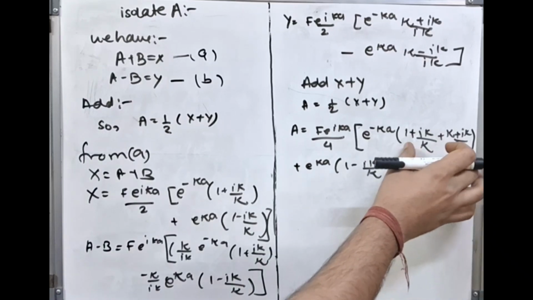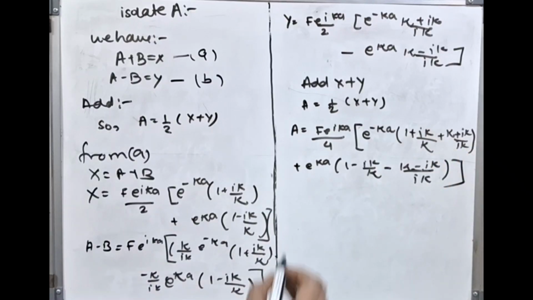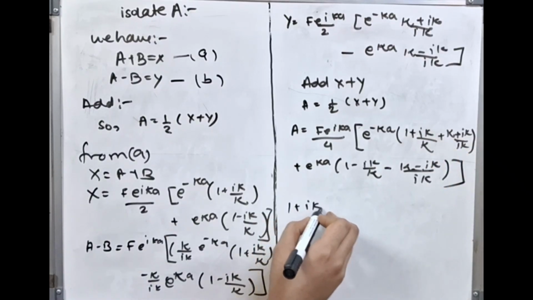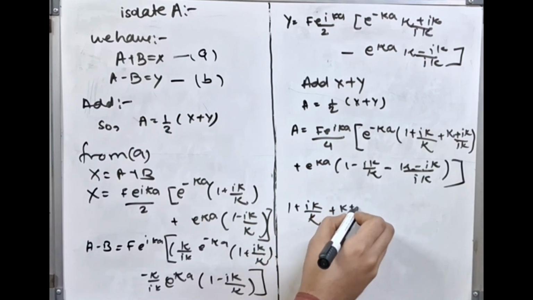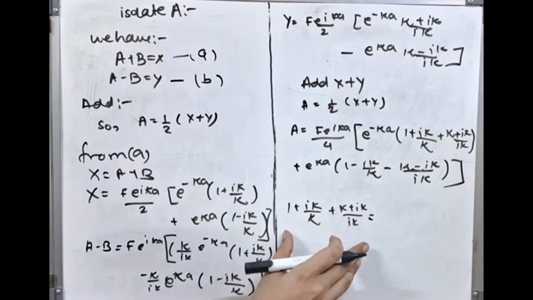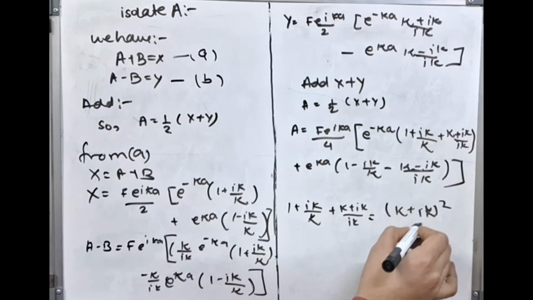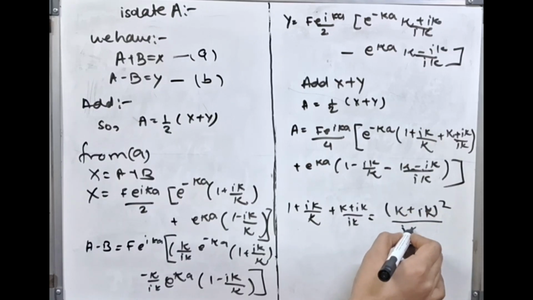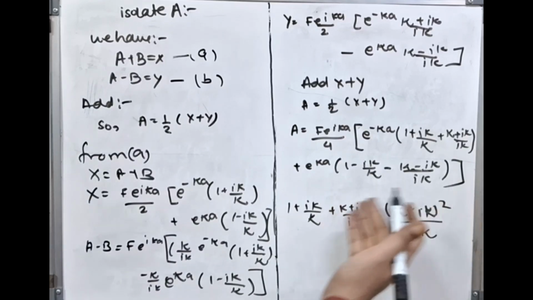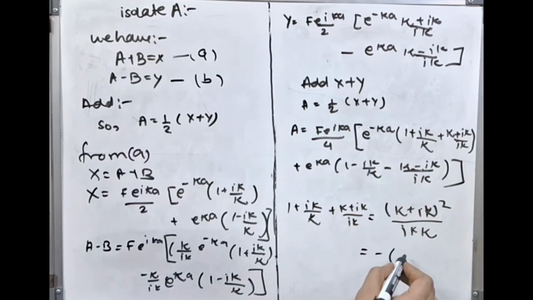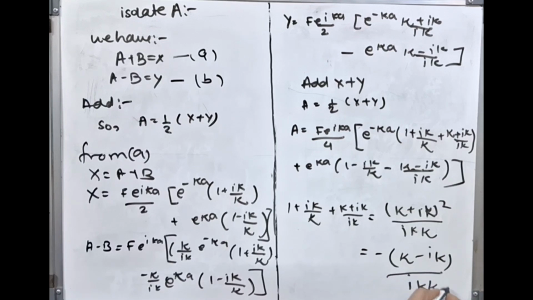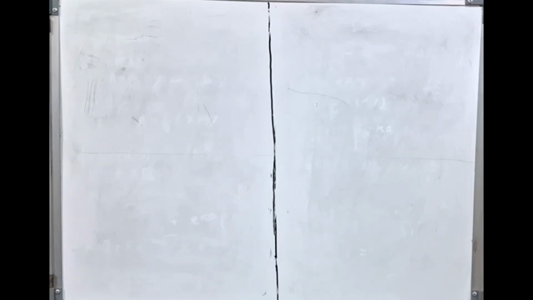Now we need to just simplify this a bit. We can do it easily, and if we do it, I'll just show it to you. 1 plus i k upon kappa plus k plus i k upon i k. If we simplify this, it becomes kappa plus i k the whole square divided by i k kappa, and for this it becomes minus, so it is minus of kappa minus i k upon i k kappa, and of course this is square, the numerator.